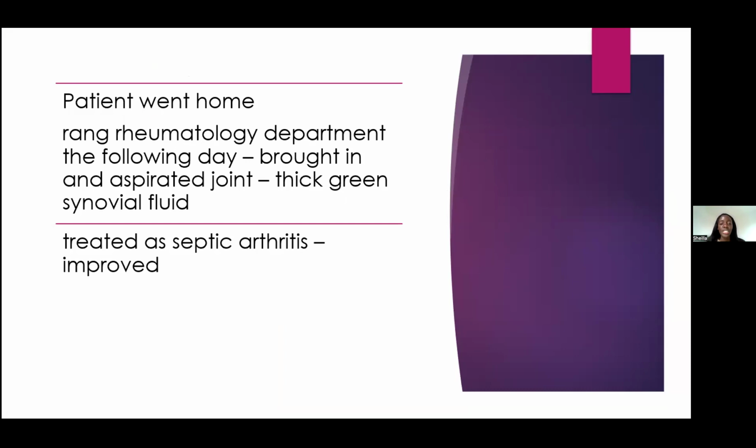So we brought her in, aspirated her joint, pulled out some very thick green synovial fluid, which is obviously infected. We didn't culture anything. I'm not sure why on this occasion, but we treated her for septic arthritis. She got better and she went back home and recovered very well on oral antibiotics.